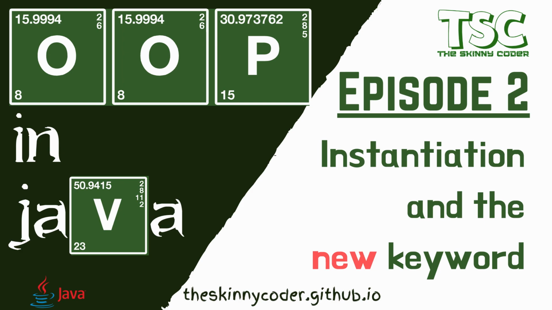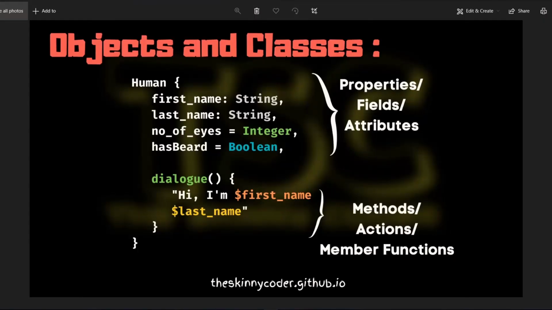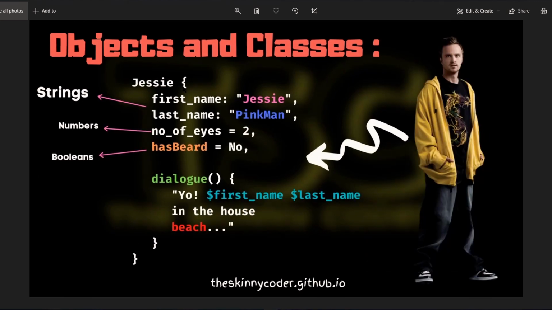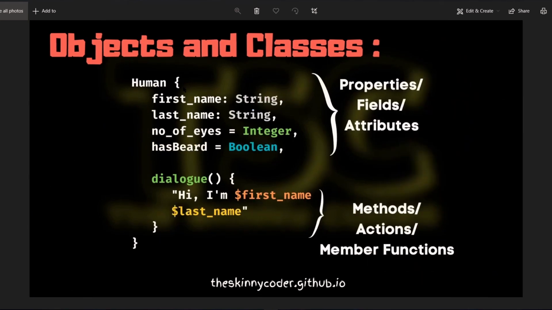In the previous video, we thought of creating a class called human so that we don't need to create different entities for Walt and Jessie, and we don't need to repeat our code, and we can also follow the DRY principle if we create a common class or a blueprint called human, and it will be having two string properties, one integer property and a boolean, and some methods. It doesn't need to be very specific about it.